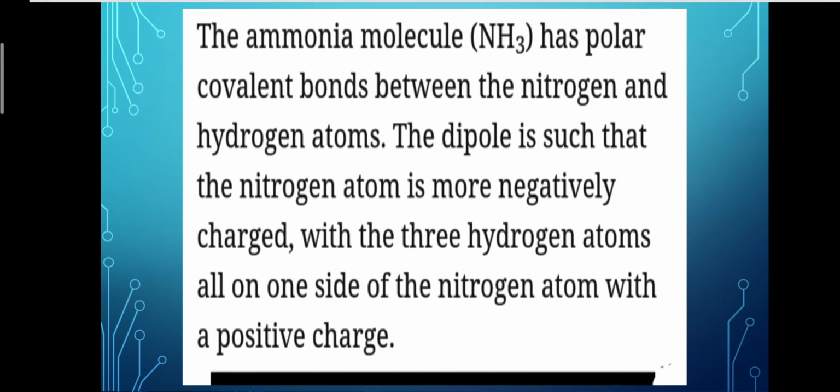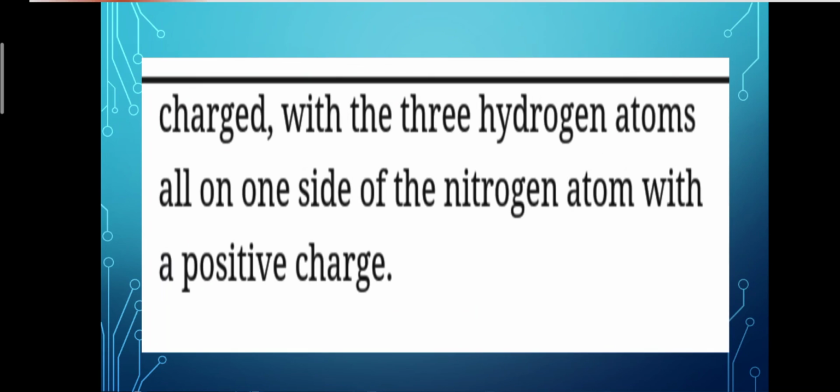The ammonia molecule NH3 has polar covalent bonds between the nitrogen and hydrogen atoms. The dipole is such that the nitrogen atom is more negatively charged, with the three hydrogen atoms all on one side of the nitrogen atom with a positive charge.